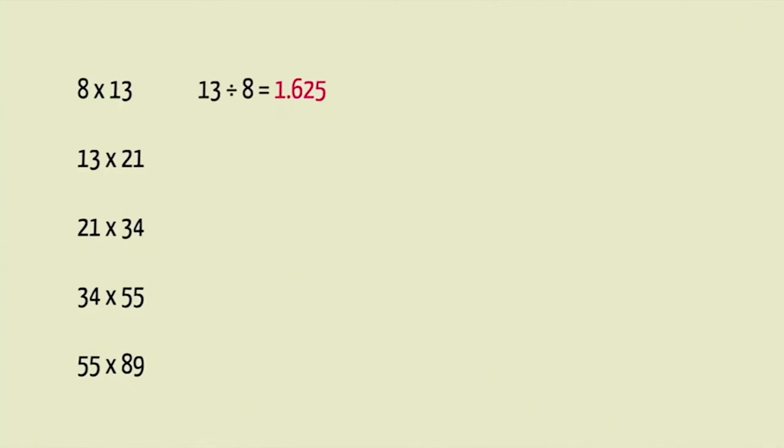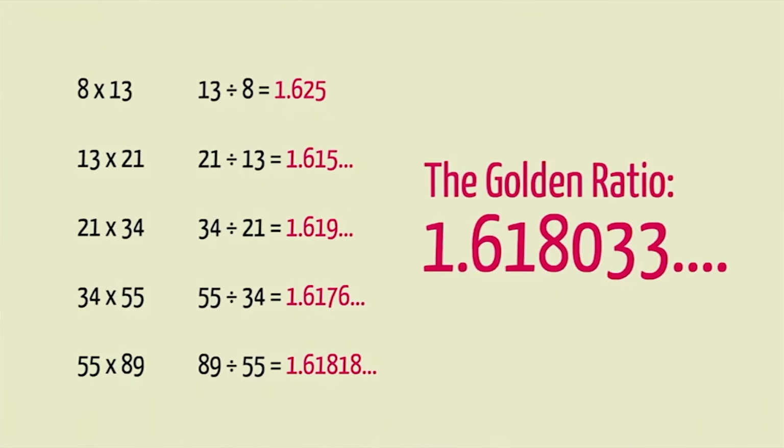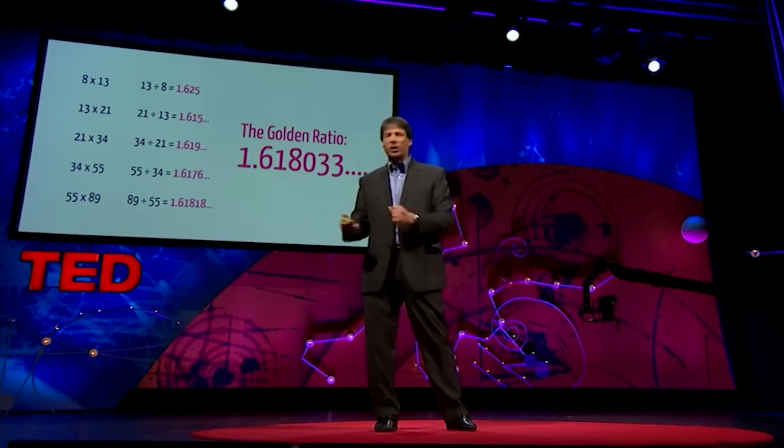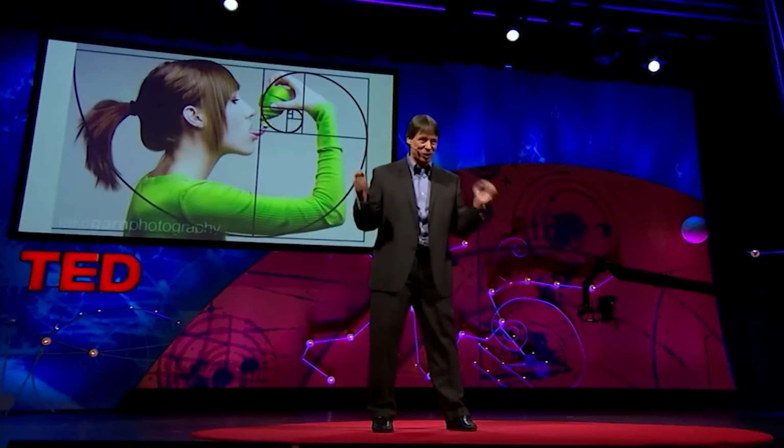Now, if we continue this process, we'll generate rectangles of the form 13 by 21, 21 by 34, and so on. Now, check this out. If you divide 13 by 8, you get 1.625. And if you divide the larger number by the smaller number, then these ratios get closer and closer to about 1.618, known to many people as the golden ratio, a number which has fascinated mathematicians, scientists, and artists for centuries.